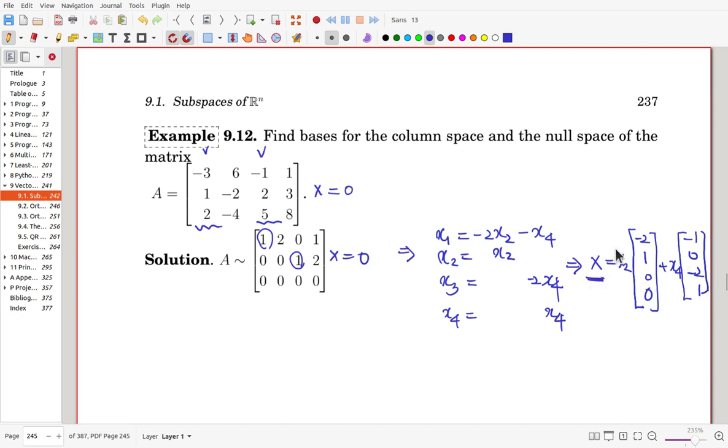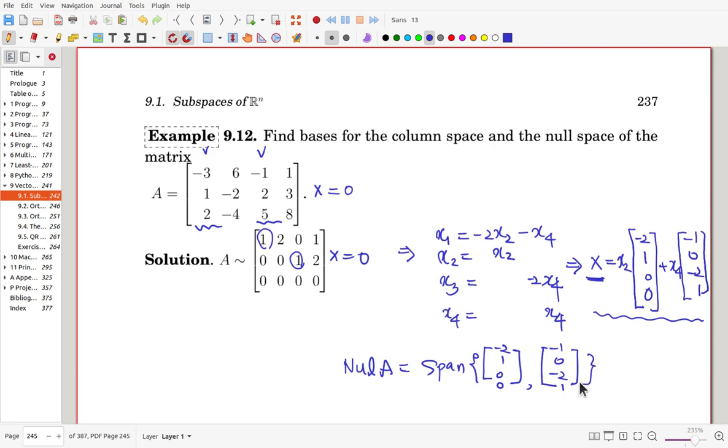So x, the solution of Ax equals 0 for the system, this is the general solution. x2 and x4 are free variables, so you can choose them arbitrarily. That means the null space is spanned by these two vectors. Eventually, it is the collection of linear combinations of two vectors: one vector is minus 2, 1, 0, 0, and another vector is minus 1, 0, minus 2, 1. So that's the null space of A. Okay?